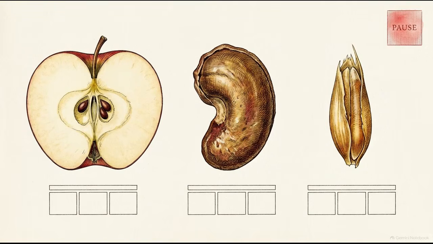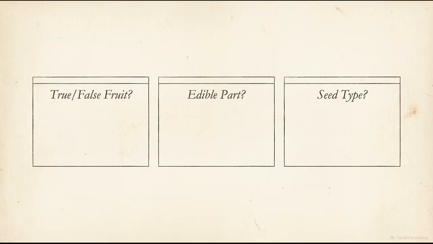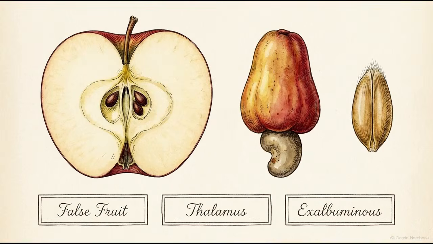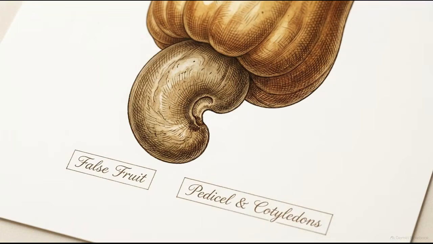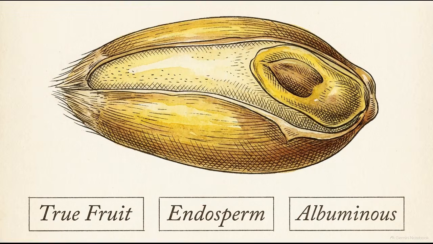Pause the video and test yourself on these 3 specimens: an apple, a cashew nut, and a grain of wheat. For each one, determine if it is a true or false fruit, identify the edible part, and state if the seed is albuminous or exalbuminous. Here are the correct classifications. The apple is a false fruit, where you eat the thalamus. The cashew is also a false fruit, where the pedicel and cotyledons are edible. And the wheat grain is a true fruit, carrying an albuminous seed where you digest the endosperm.